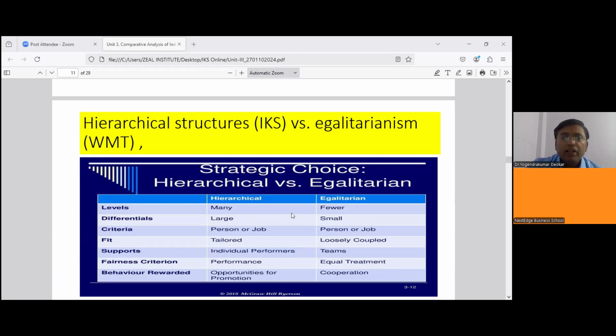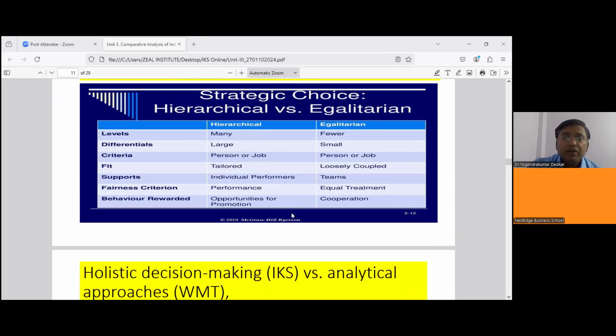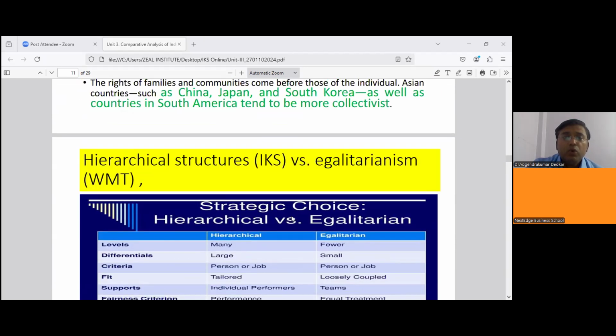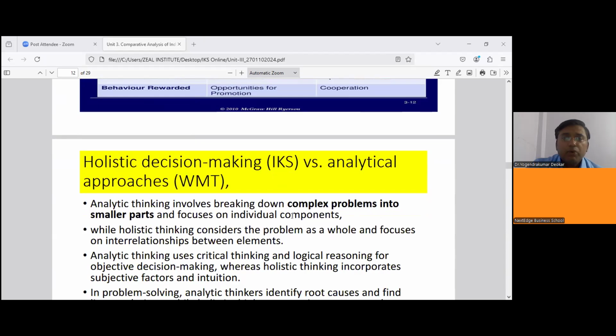You follow the guideline given by the head of the family or the karta of the family or the parents in the family who are senior, and they are guiding the whole family. So these are basically the differences between the two ideologies of IKS and Western management theories. From the examination point of view, this is very important.